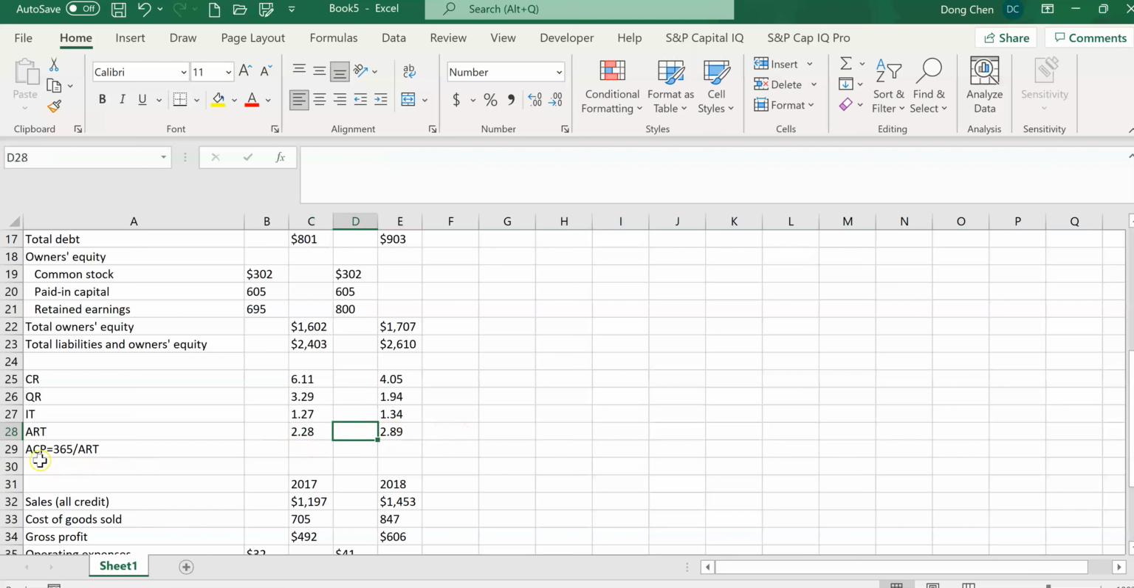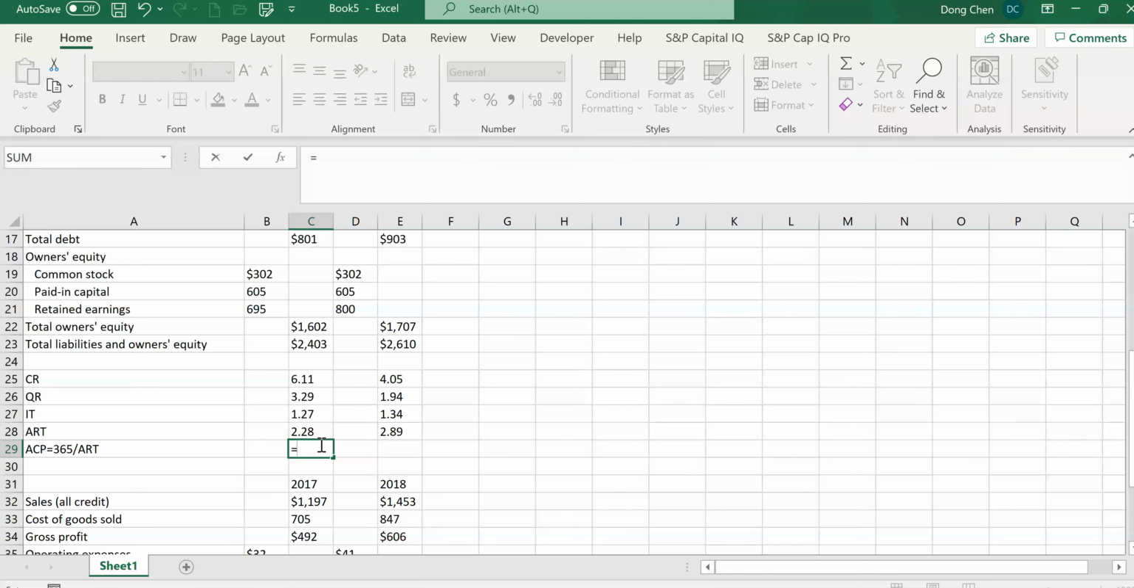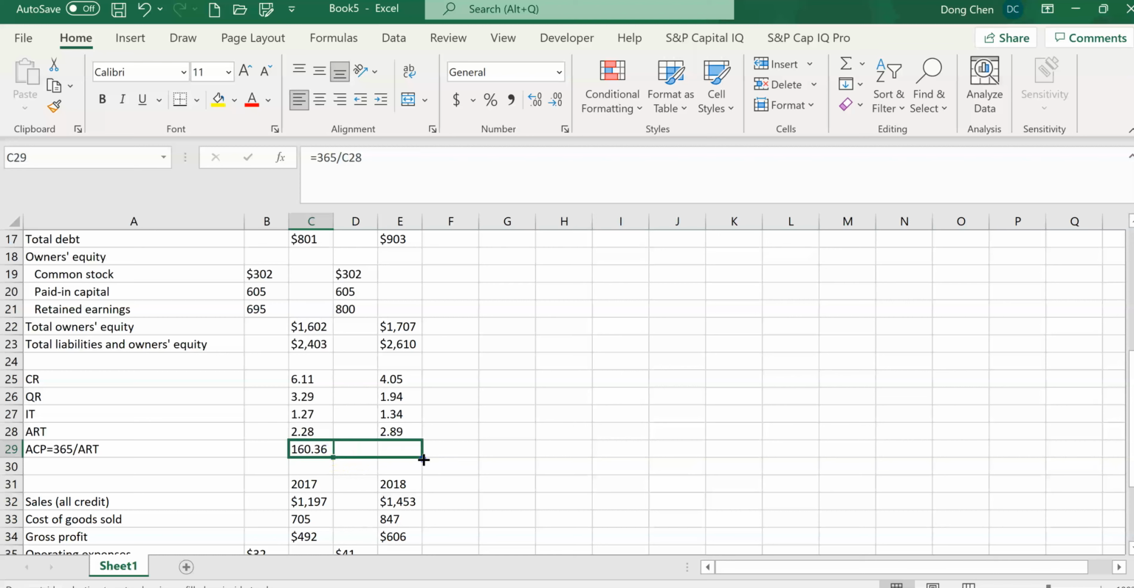Notice here, I don't have to worry about the rounding here because this is not the final answer. The final answer is average collection period. But once we know the accounts receivable turnover, we can use the 365 divided by this to get the average collection period. Basically, the average collection period means how many days it takes to collect one pile of accounts receivable. So now this is what we need, rounding this to the two decimal places.